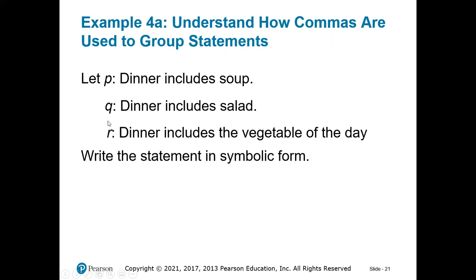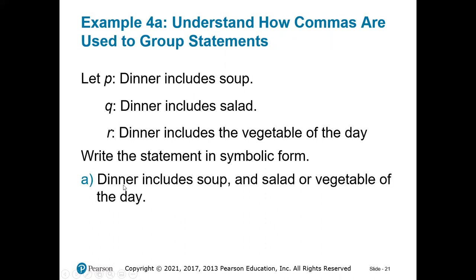Now, based on those letters, they are asking us to represent this statement. It says dinner includes soup and salad or vegetable of the day. How are we going to translate this into symbols? It says dinner includes soup, that's P, and salad or vegetable. Here you may ask yourself, how can I tell where to put the parentheses? Well, from the context of the statement they gave you. So for sure, dinner will have soup. Now the dinner will have either salad or vegetable of the day.